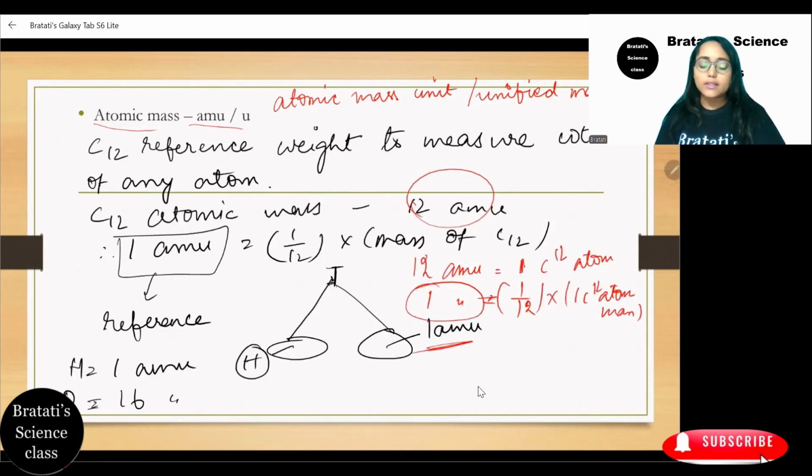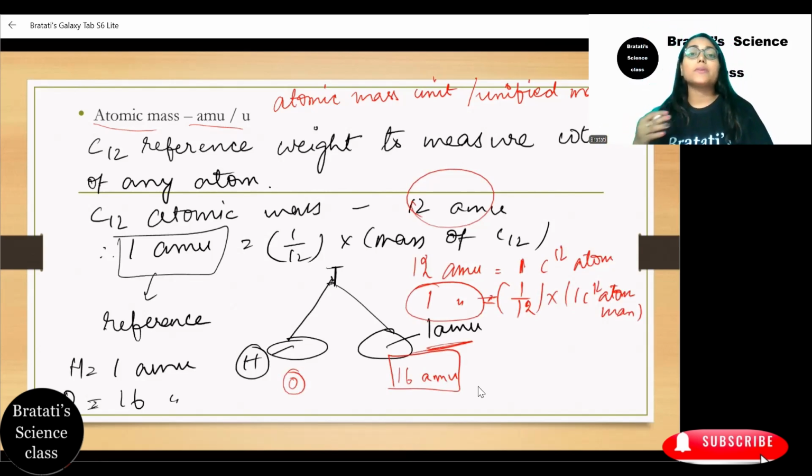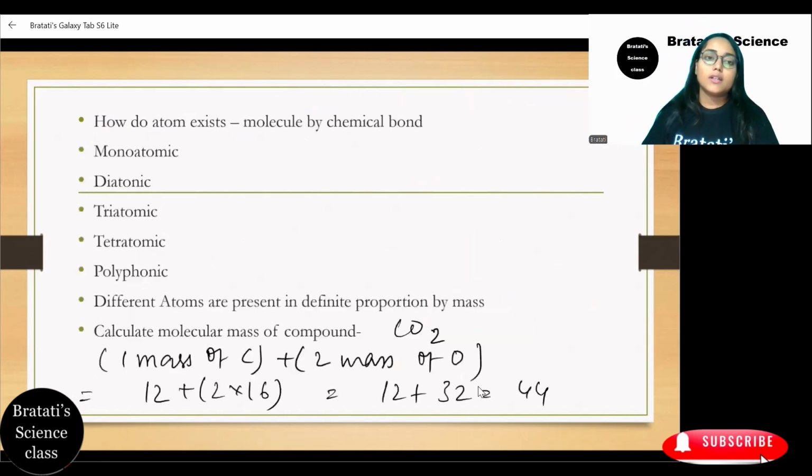Now, if it were possible in real life to have a weighing balance, and on one side we put a hydrogen atom, then 1 AMU would balance it. But in the case of an oxygen atom, we need 16 AMU. We need 16 such weights to balance it with oxygen. So every atom has a different atomic mass, which can be compared with the 1 AMU of the carbon 12 atom. Okay, done. So the next question is, how do atoms exist in nature?